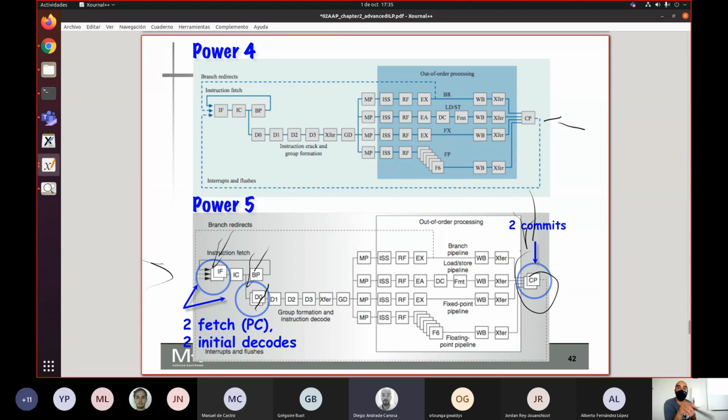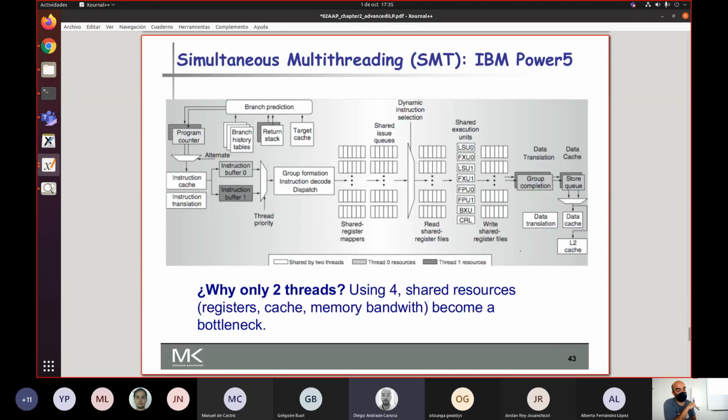Okay, so this is a deeper detail of the simultaneous multi-threading IBM Power 5 architecture. And actually, something that you are going to find is that in this kind of architectures, they usually allow executing 2 threads or a maximum of 4 at the same time, okay? And actually 2 is like a magic number, it's very common. So the question is, why don't you allow executing more threads, okay?